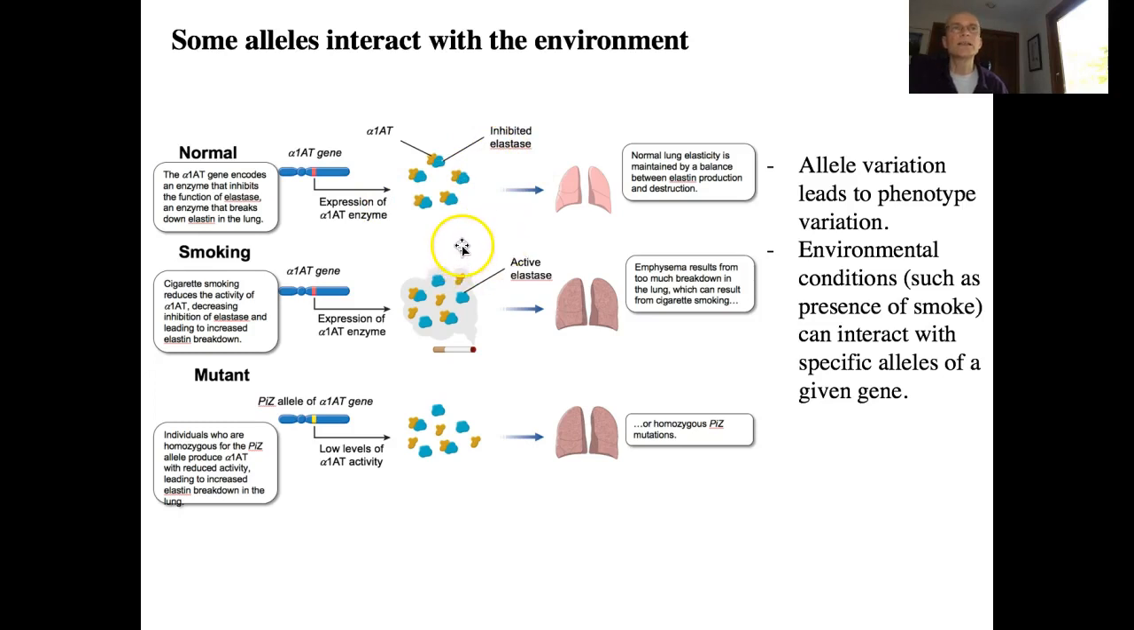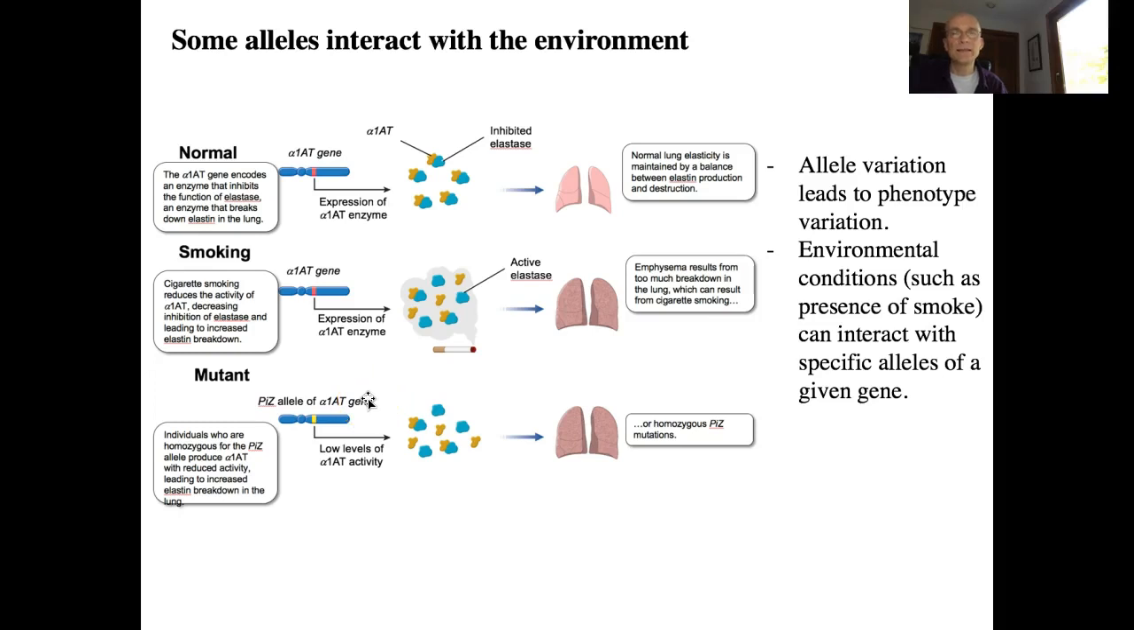What this is about is the fact that here's a gene and here's an environment, and there's an interaction between the environment and the gene. Under certain conditions, this particular gene is affected, in this case by cigarette smoke. Now, in addition to that, that normal gene can also be mutant. So there can be an allele, a mutant allele, and that's called the PiZ allele of this particular gene.